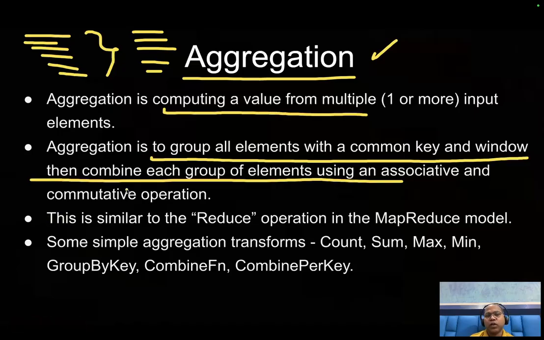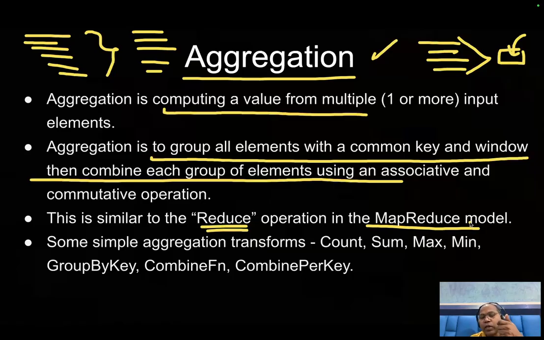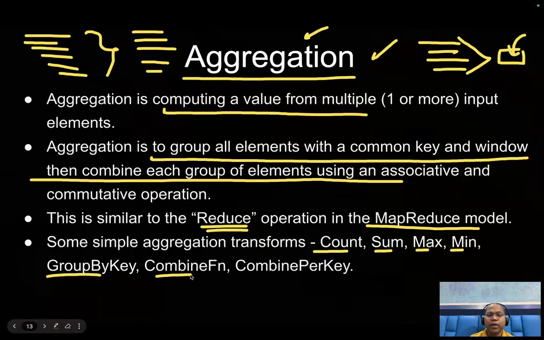Similarly, in a reduce operation, multiple inputs come in and you reduce them to make an aggregated result. In the MapReduce model, whatever the reduce operation is, it is similar to the aggregation functions we have here. You have count, sum, max, min, group by, combine, and combine per key. These are the aggregation functions the Apache Beam model supports, and we have to use them as per our business need.